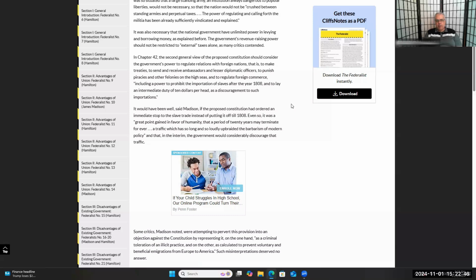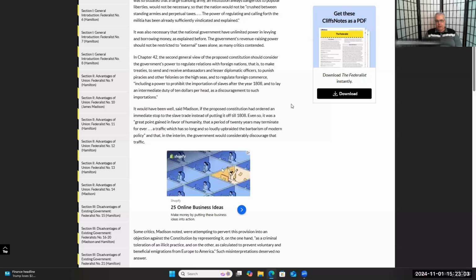As I explained before, the government's revenue-raising power should not be restricted to external taxes only, as many critics contended, right? Your duties, right? In chapter 42, the second general view of the proposed Constitution should consider the government's power to regulate relations with foreign nations, that is, to make treaties, to send and receive ambassadors and lesser diplomatic officers, to punish piracy and other felonies on the high seas, remember?